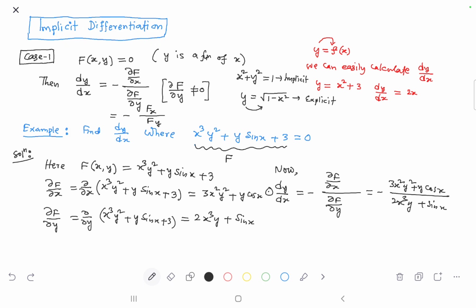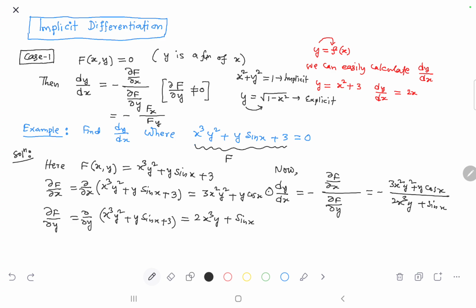So how is it defined? dy/dx equals minus del f/del x divided by del f/del y. So actually it is minus f_x by f_y. So when you are taking dy/dx, it means minus f_x over f_y.